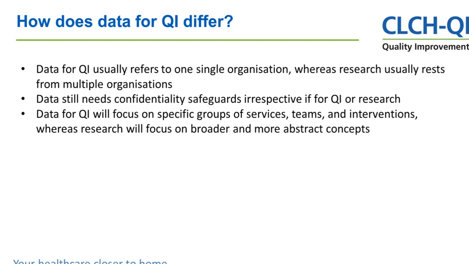Whilst I identified before that QI doesn't necessarily need ethical approval, data still needs confidentiality safeguards irrespective of whether it's for QI or for research. And this means ensuring that data is anonymised and stored appropriately. Data for QI will also focus on specific groups of services, teams and interventions, whereas research will focus on broader or more abstract concepts.